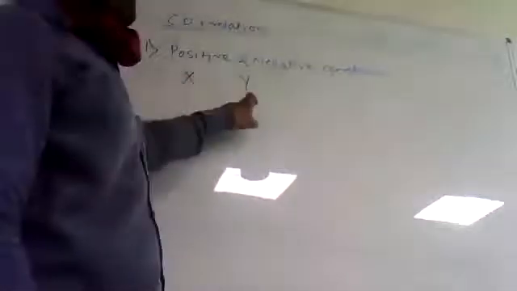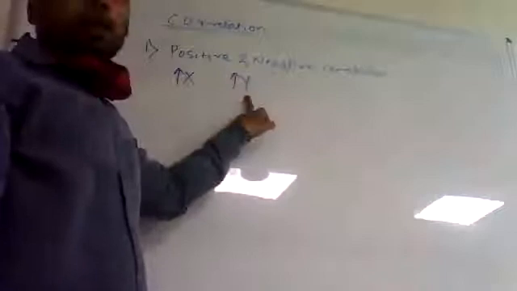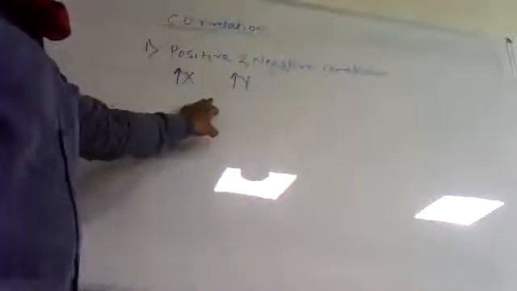Positive correlation is the correlation when both the variables are moving in same direction. When x and y both change in same direction. Suppose, for example, if value of x is increased, then value of y will also increase. Both are showing increasing trend. It is the case of positive correlation.